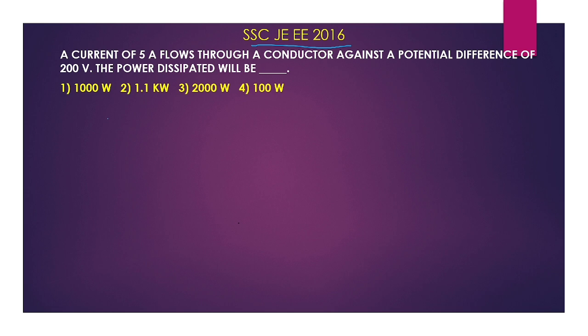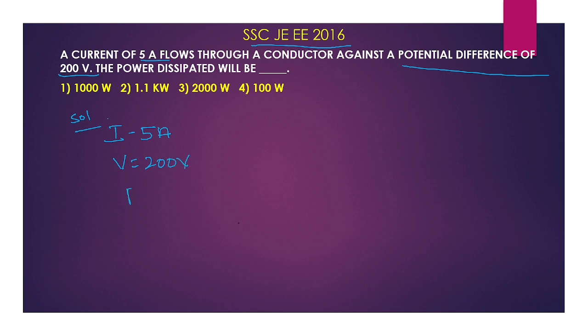A current of 5 amps flows through a conductor against a potential difference of 200 volt. The power dissipated will be dash. Okay, this is the question. Once again, read the question: a current of 5 amps, that is I is 5 amps, flows through a conductor against a potential difference of 200 volt, that is V is equal to 200 volt. The power dissipated will be dash.